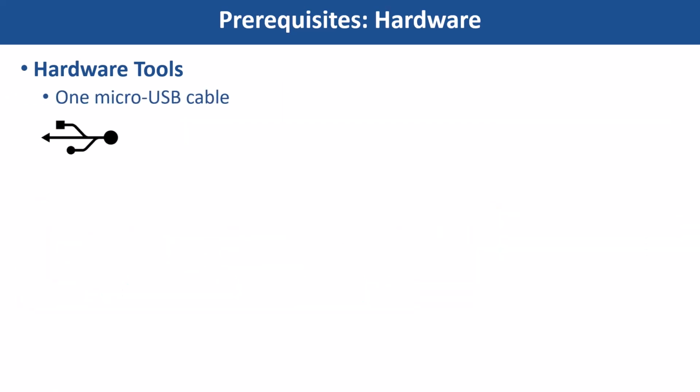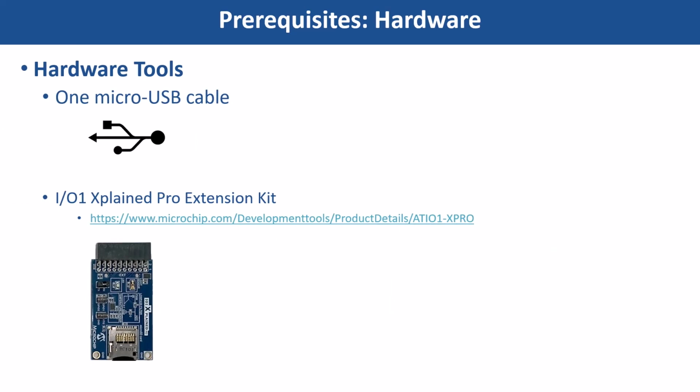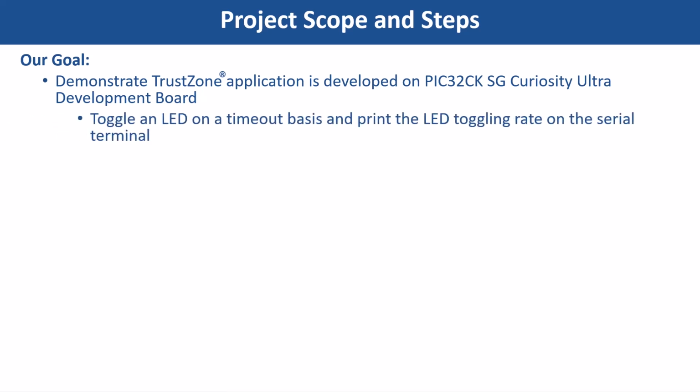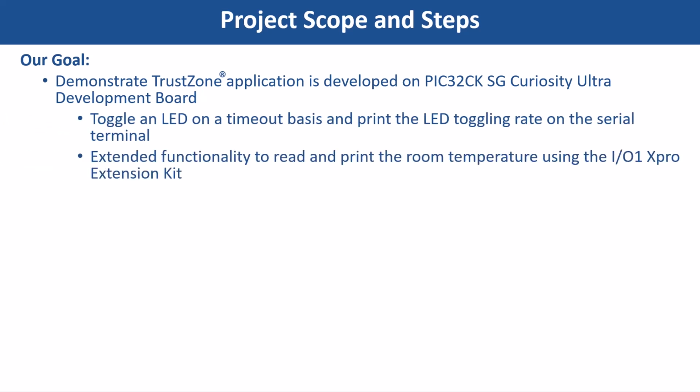Here, we also use a micro USB cable and an IO1 Xplained Pro Extension Kit to test the extended functionality to read and print the current room temperature periodically. Our goal in this video is to demonstrate how a TrustZone based application is developed on PIC32CK SG Curiosity Ultra Development Board. The demo toggles an LED on a timeout basis and prints the LED toggling rate on the serial terminal. Also, the demo has extended functionality to read and print the current room temperature using the IO1 Xplained Pro Extension Kit.